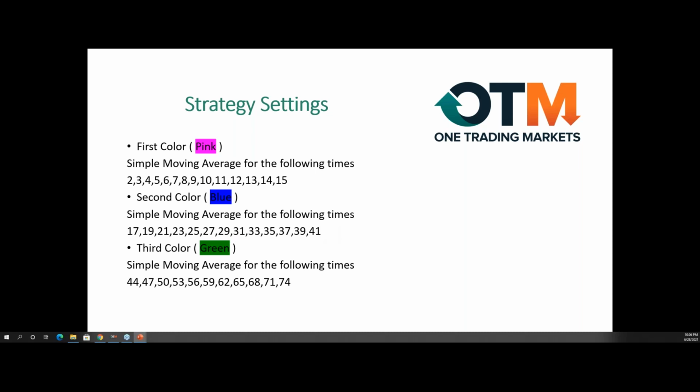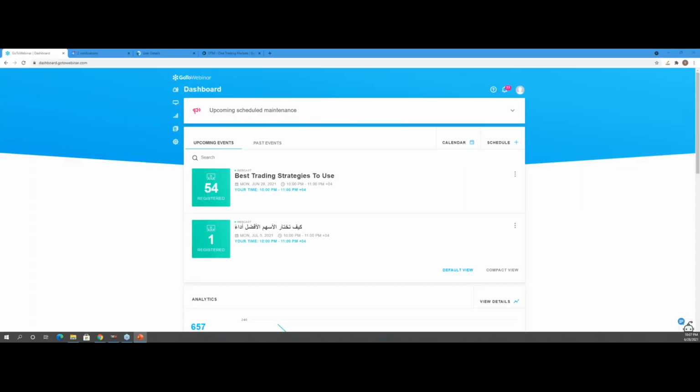The third set of moving averages will be simple moving averages for 44, and then 47. You see now we're adding 3, not 2. So 44, 47, and then 50, 53, 56, until 74.